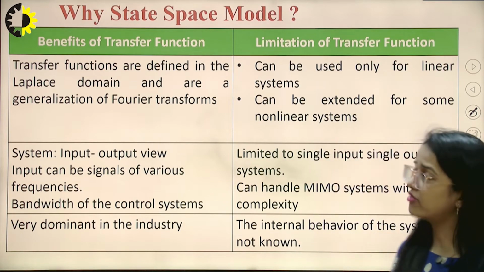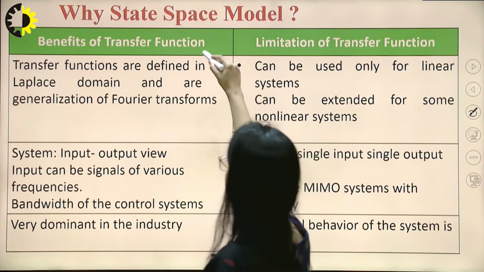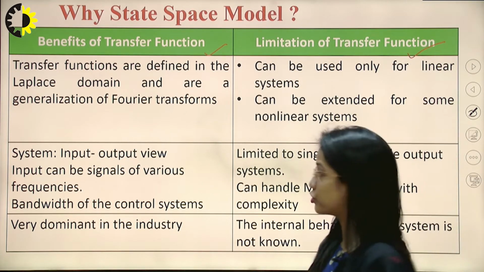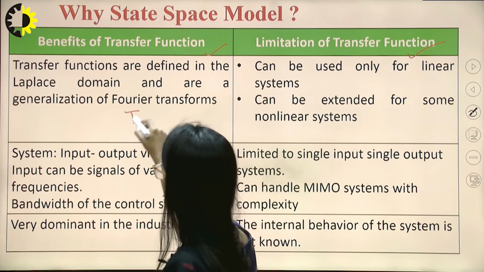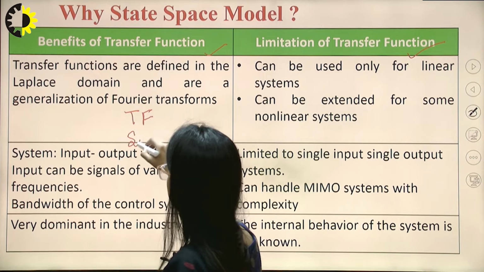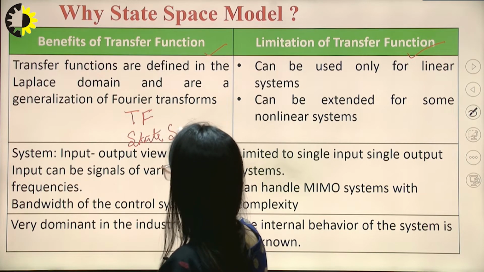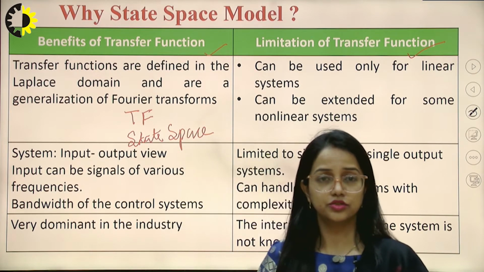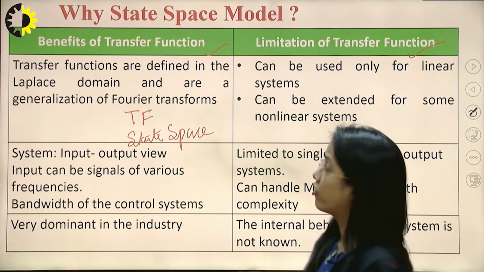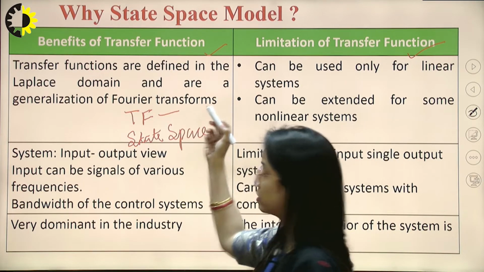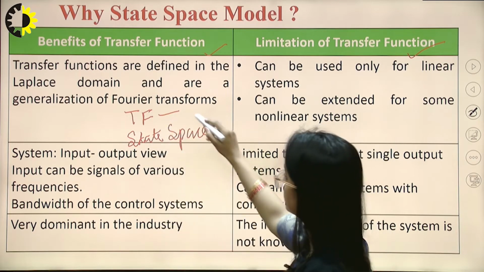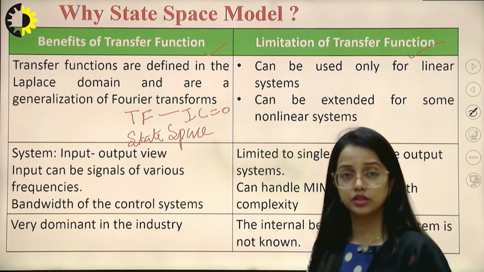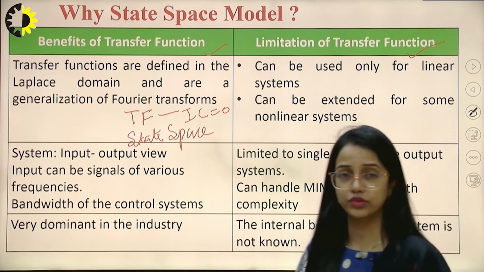Now, we have to study what are the benefits of transfer function and what are the limitations of transfer function analysis. Of course, there are two kinds of analysis. One is transfer function analysis and the other is state space analysis. Previously, when we were studying the introduction and transfer function analysis, we assumed that initial conditions are 0. We have also discussed this zero initial condition with the help of some example.